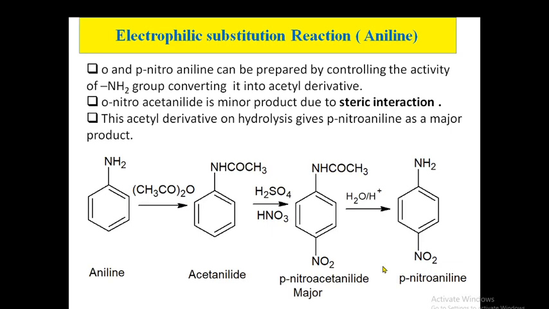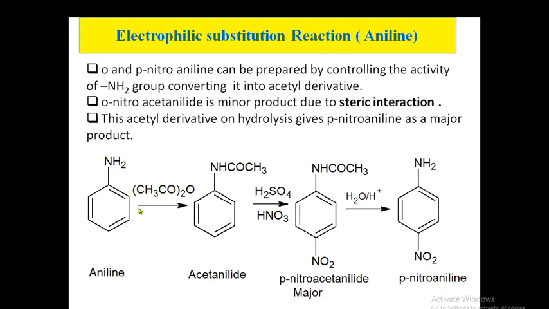If you want ortho and para products, usually para-nitroaniline, how can we get that? So ortho and para-nitroanilines can be prepared again by controlling the activity of the NH2 group, and how that activity is controlled we have already seen in the bromination reaction. Same you have to do here.